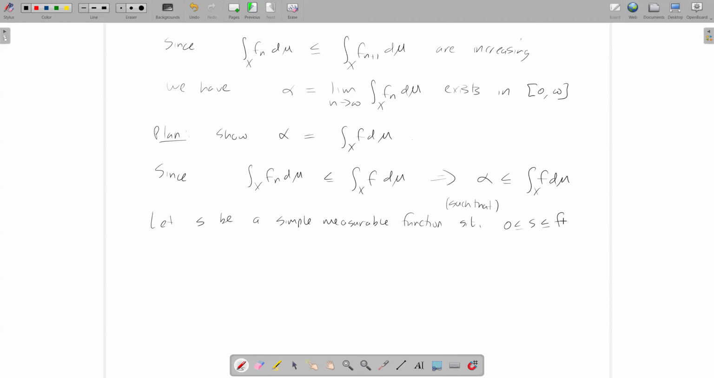Okay. So it's worth noting at this point that it suffices to show that the integral of s is less than or equal to alpha, right? Because remember from the definition of the Lebesgue integral of f, it's equal to the supremum of all of these. So if all of these are less than alpha, then the supremum is less than or equal to alpha, and therefore we get the inequality facing the other direction. Okay, so basically this is all we need to show. Okay, and that's going to be our task.